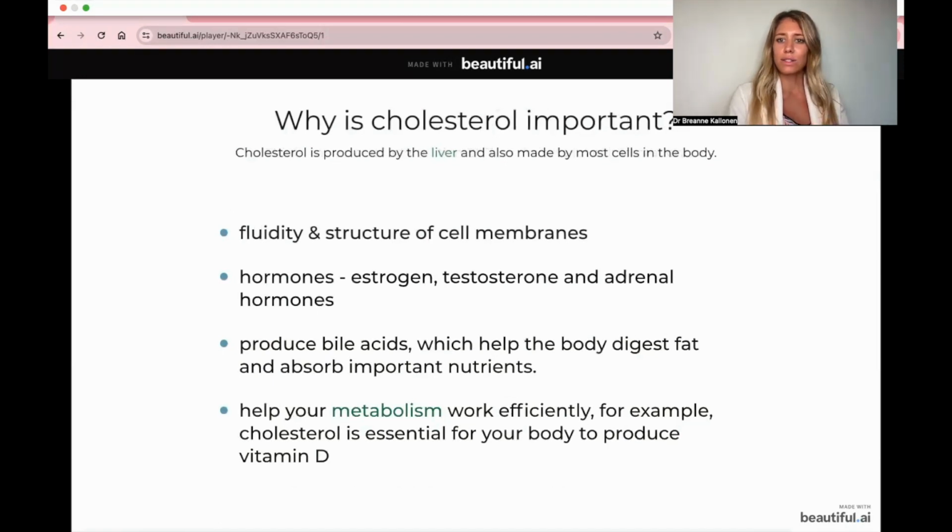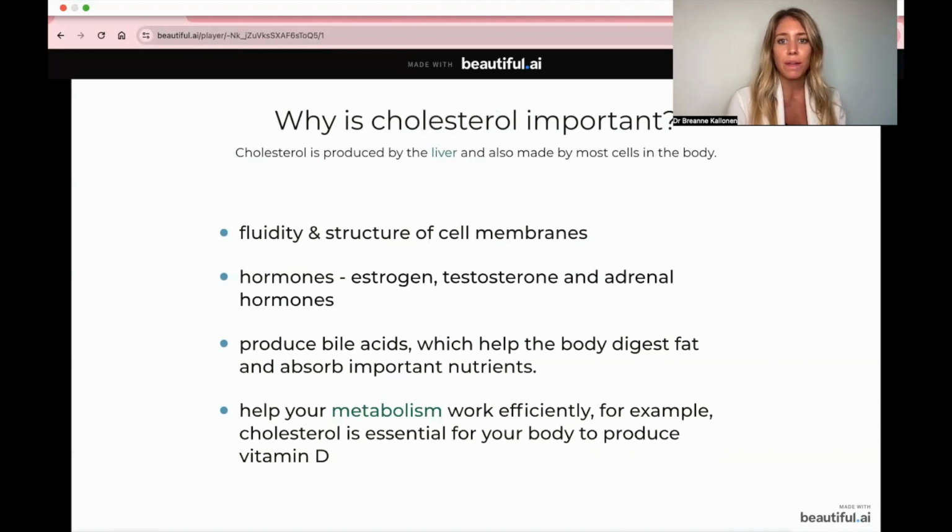Now, cholesterol is villainized, right? We hear cholesterol and we think automatically bad. Cholesterol is produced by the liver, but it's also made by most cells in the body. And cholesterol is actually really important for us. It gives the structure and the fluidity of cell membranes. Cholesterol is important for building our hormones: estrogen, testosterone, adrenal hormones. It helps to produce bile acids, which is really important for us to digest fats and absorb key nutrients. And it helps your metabolism work efficiently.